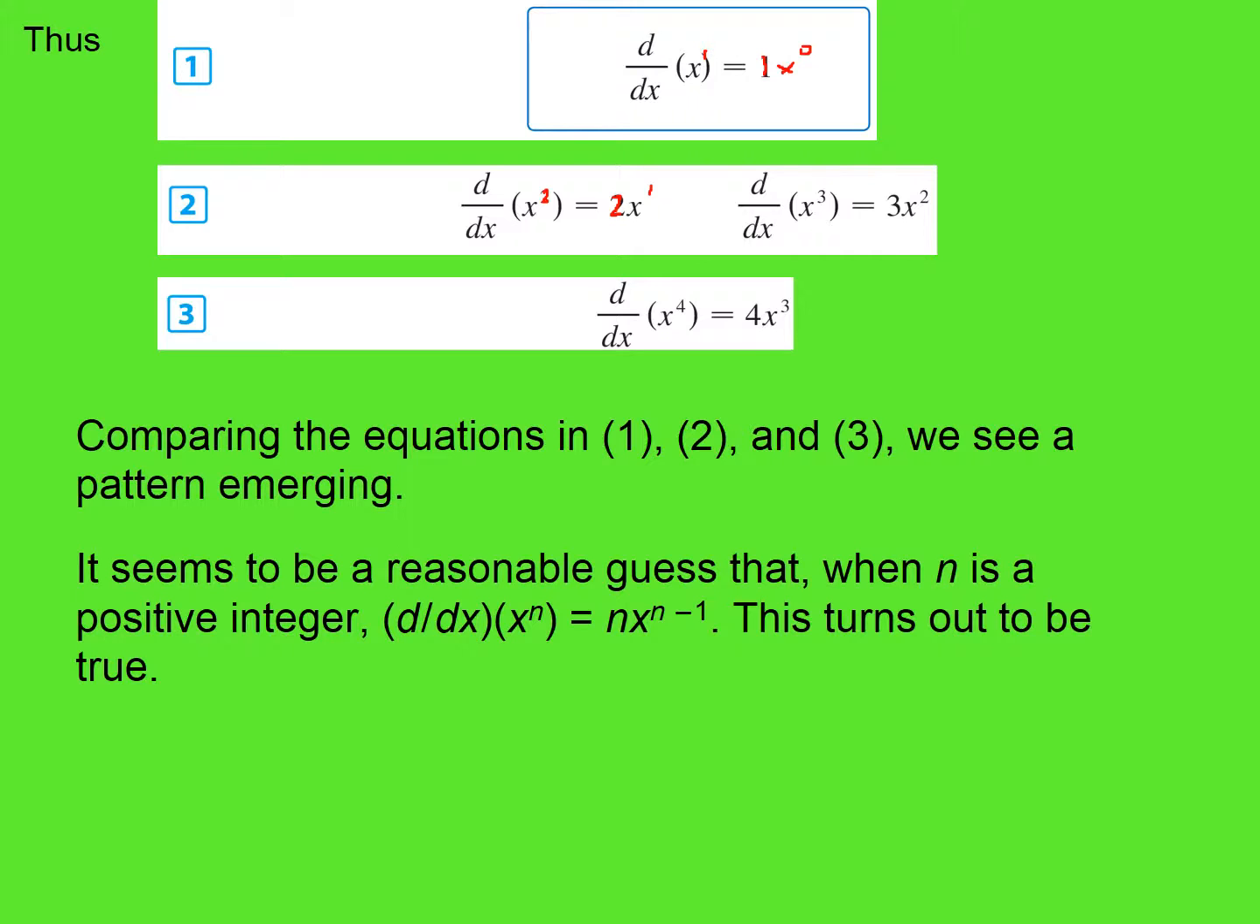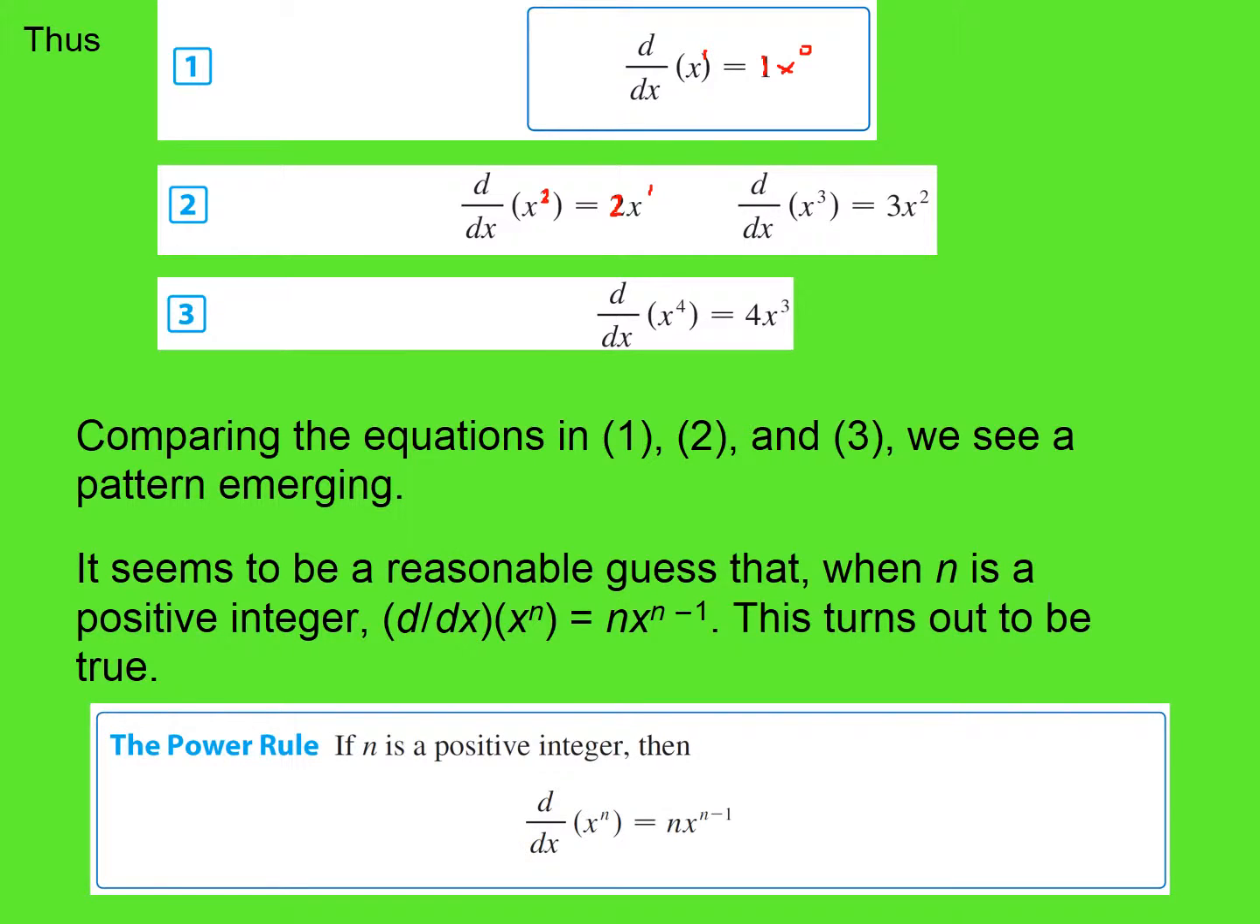It seems to be a reasonable guess that when n is a positive integer, the derivative with respect to x of x to the n is nx to the n minus 1. And this actually turns out to be the case. And so there's our power rule. The derivative with respect to x of x to the n is nx to the n minus 1.